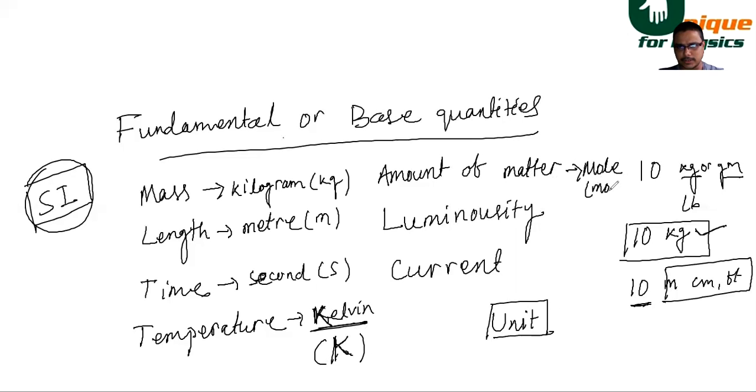In short, you can write mol. Luminosity is candela. In short, you can write cd. Current is actually ampere, again named after a scientist. So ampere, and you can write capital A in short. These are the units that are used to represent these physical quantities.